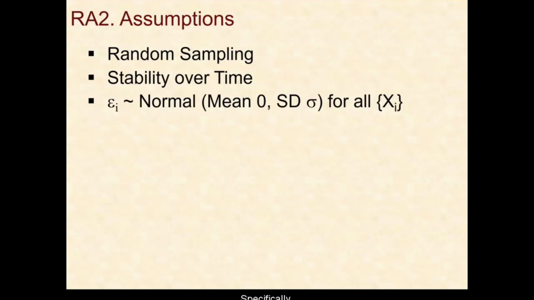Specifically, we assume that the error terms epsilon are normally distributed with a mean of 0 and a common standard deviation sigma for any possible combination of values for the set of predictors, the set of xi. We assume that all the epsilon come from the same normal distribution.